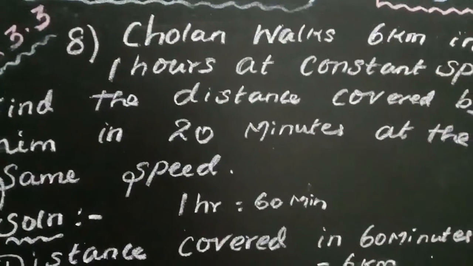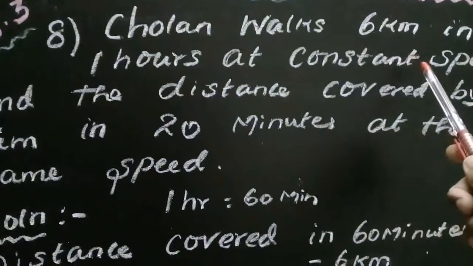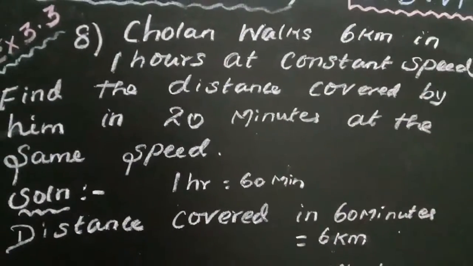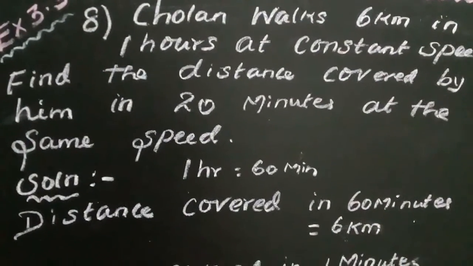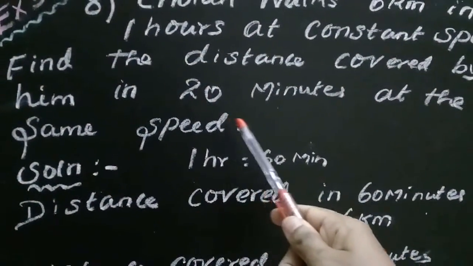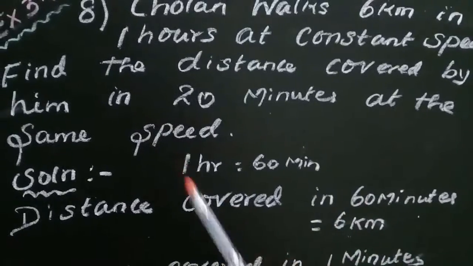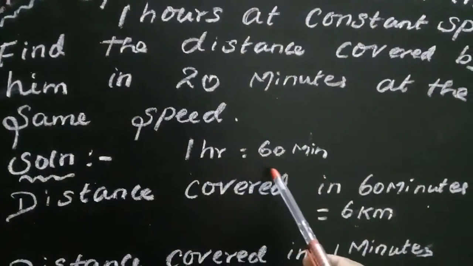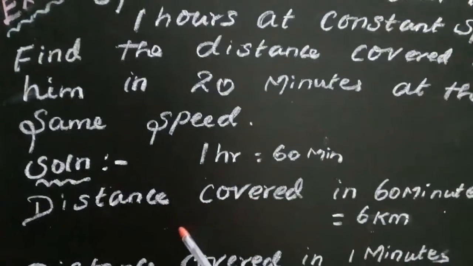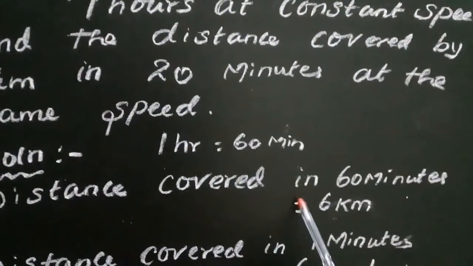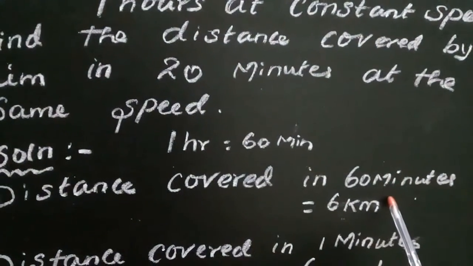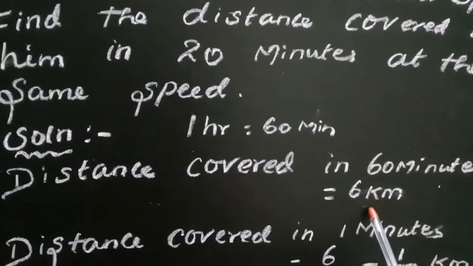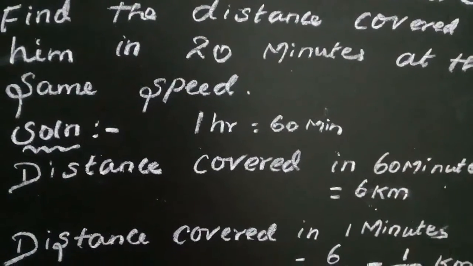Eighth question. Cholan walks 6 km in 1 hour at constant speed. Find the distance covered by him in 20 minutes at the same speed. We know that 1 hour equals 60 minutes. So what is given? The distance covered in 1 hour, that is 60 minutes, is 6 km. We have to find the distance covered in 20 minutes.